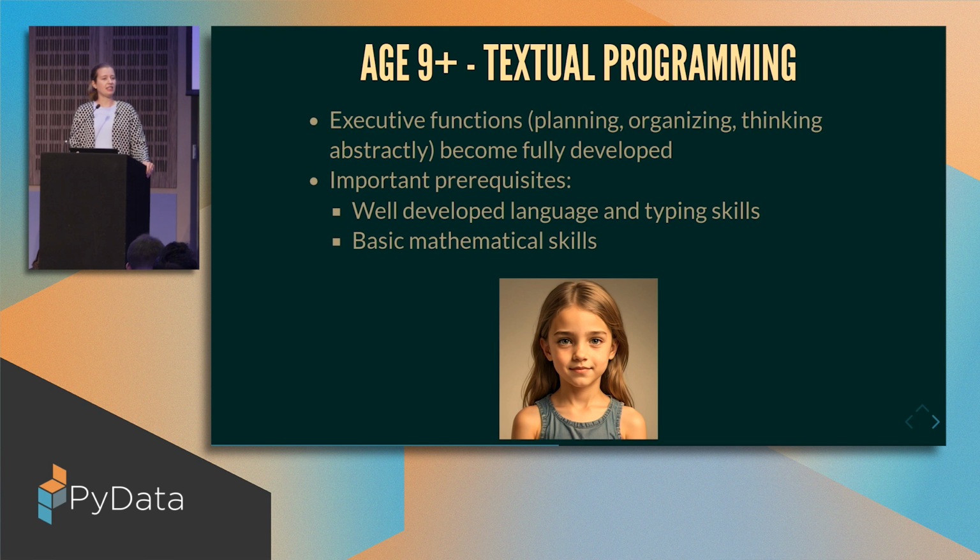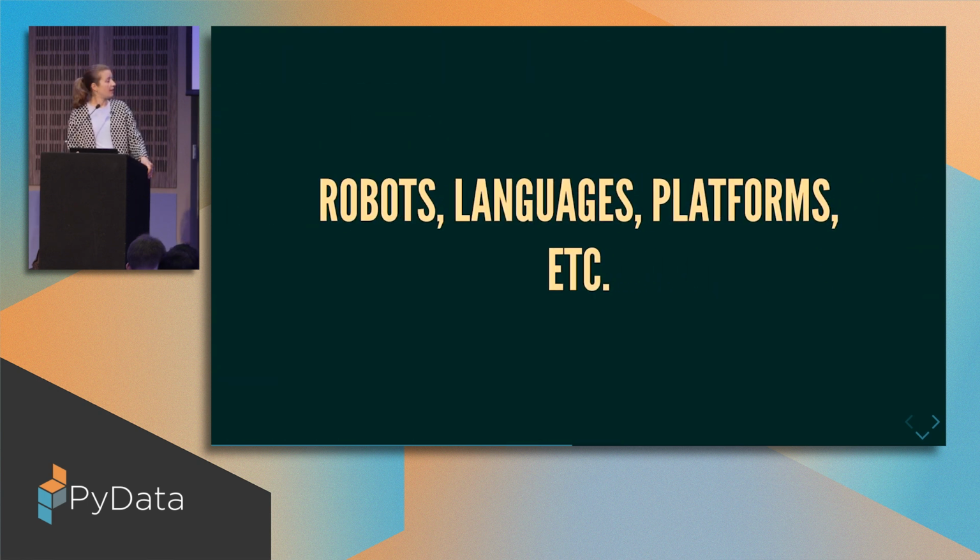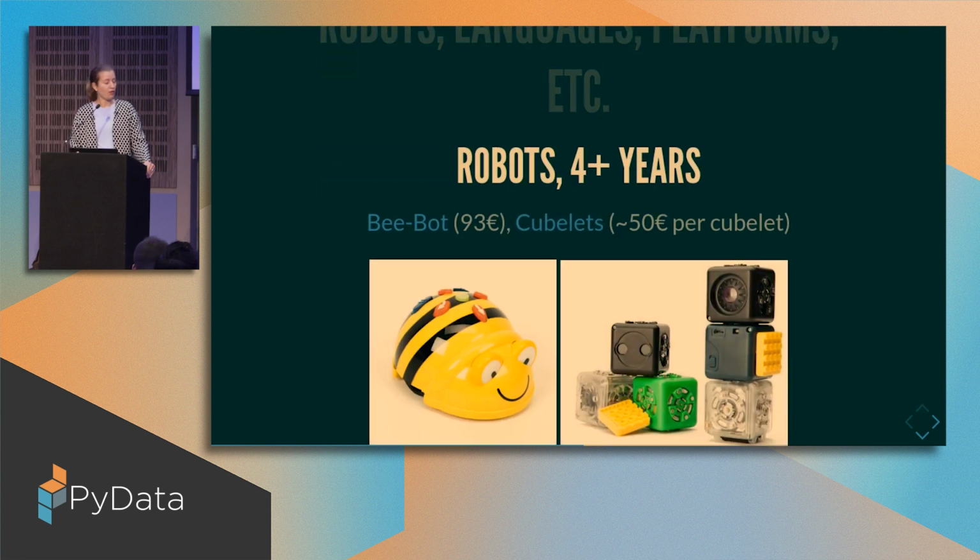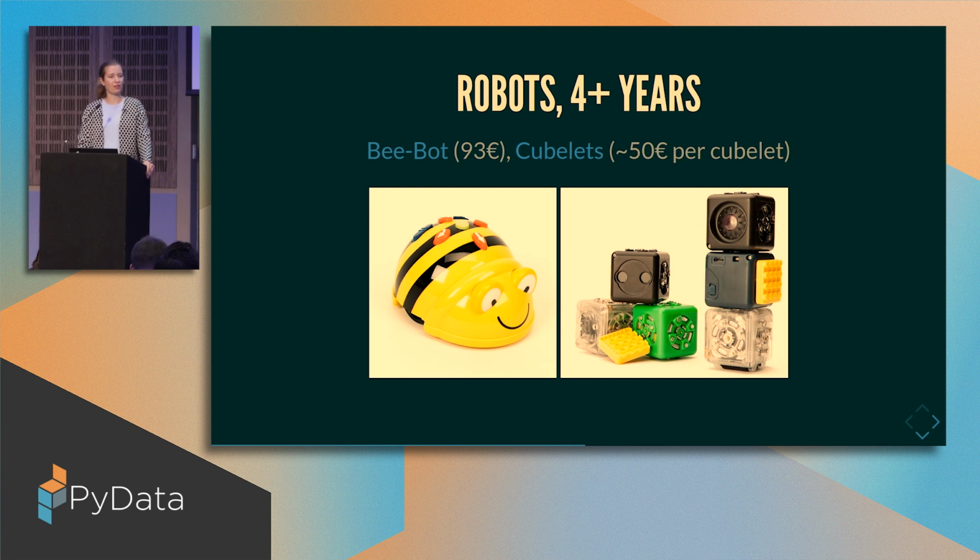Now that you have a rough idea of how the brain develops at the different age ranges, I want to give you some idea of specific tools you can use to get started with. We will first look into robots for very young kids. So starting at the age of 4 is the B-bot. On the left, it's a programmable floor robot designed for children from age 4 to 7.